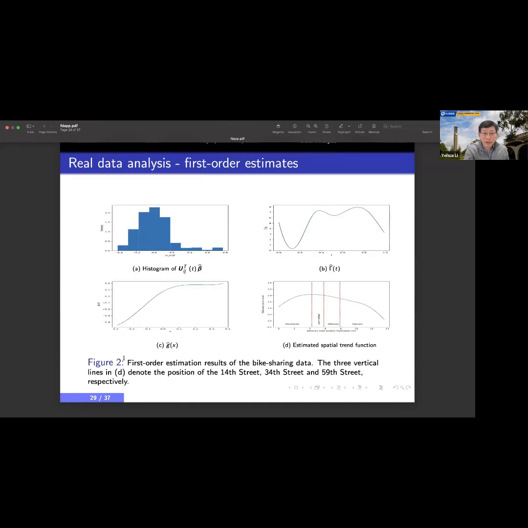Okay. The first graph here is the histogram for the single index structure, U transpose beta. Part B is the estimated function for gamma. C is the estimated link function G. There's a little bit of nonlinearity going on. And D is the estimated spatial trend along Manhattan Island. So you can see, just like what we observed, there's less intensity, less activity in uptown, more intensity in downtown and midtown.